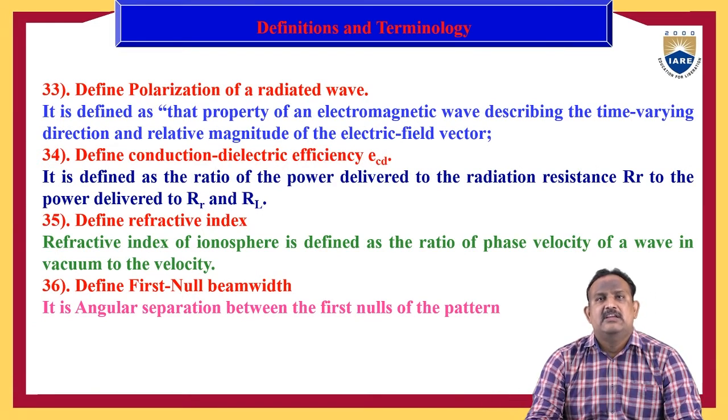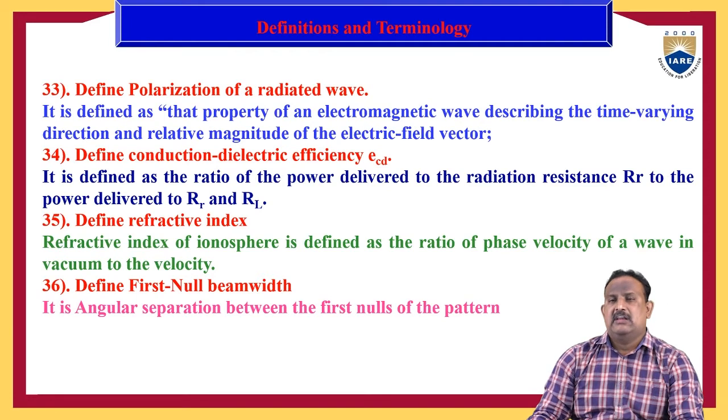Define polarization of the radiated wave. It is defined as the property of an electromagnetic wave describing the time varying direction and relative magnitude of the electric field vector. Define conduction dielectric efficiency. It is defined as the ratio of power delivered to the radiation resistance RR to the power delivered to RR and RL. Then define refractive index. The refractive index of the ionosphere is defined as the ratio of the phase velocity of a wave in vacuum to the velocity in the medium. Define first null beamwidth. It is the angular separation between the first nulls of the wave pattern or radiation pattern.